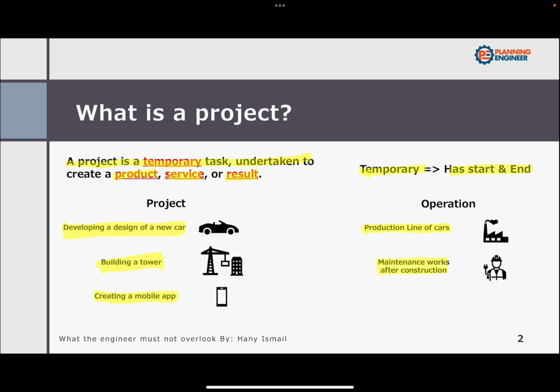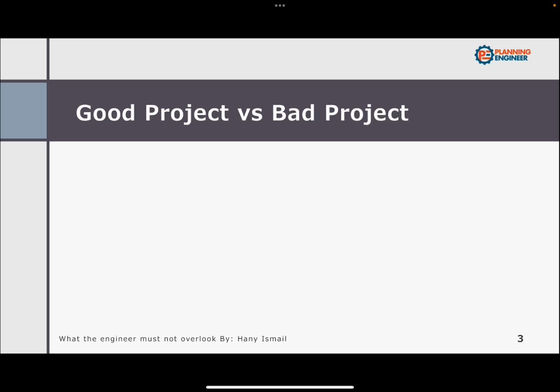So the building of the tower is a project. However, the maintenance which is ongoing is an operation. The customer service for a mobile application is an operation. So now we understand the differences between the project and the operation. Now we need to know good projects versus bad projects.